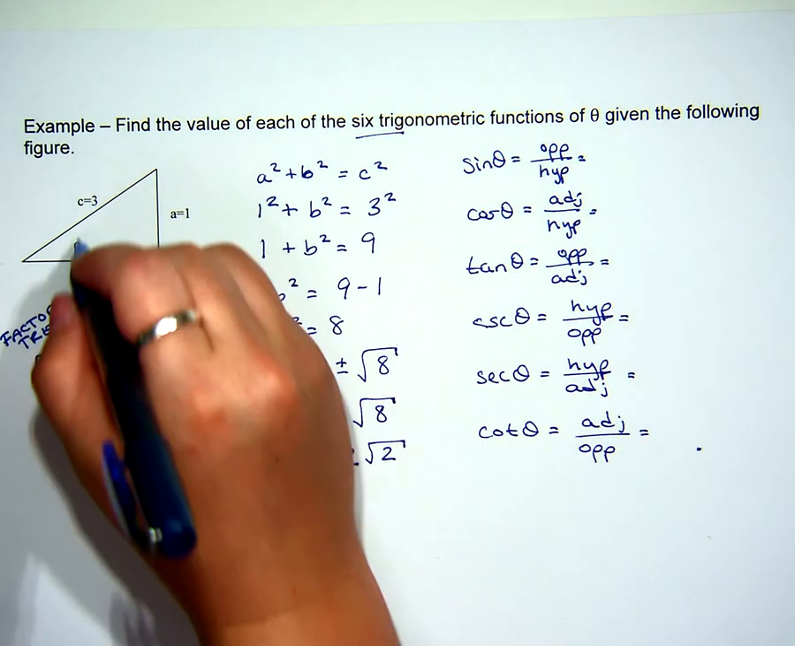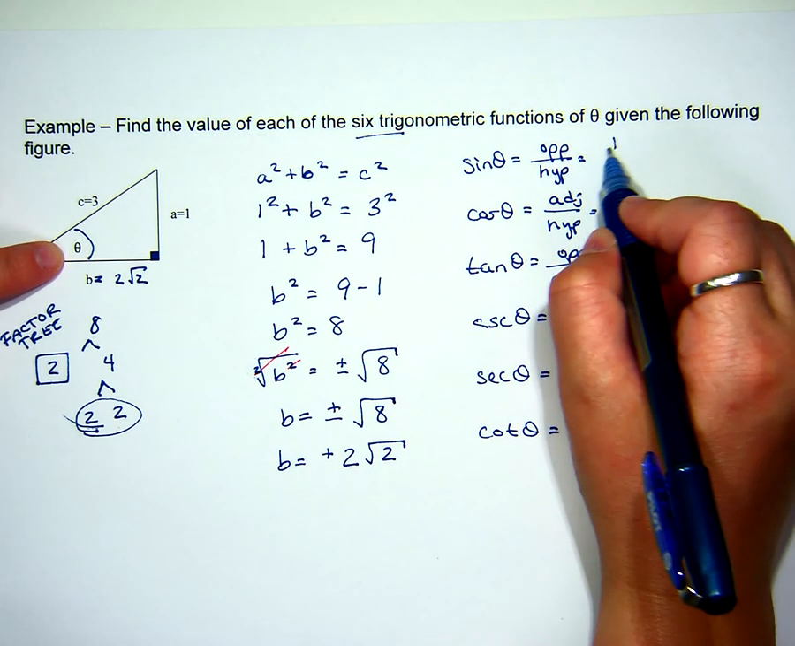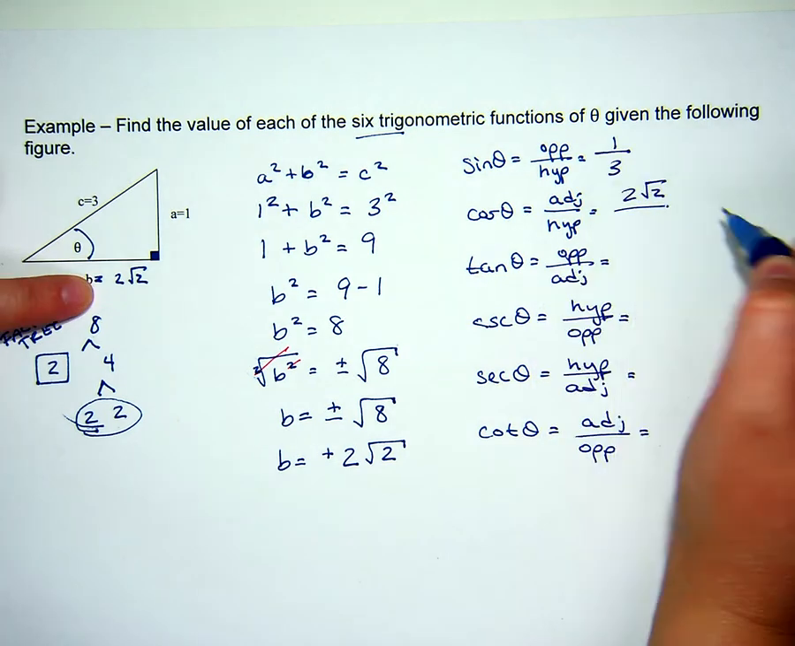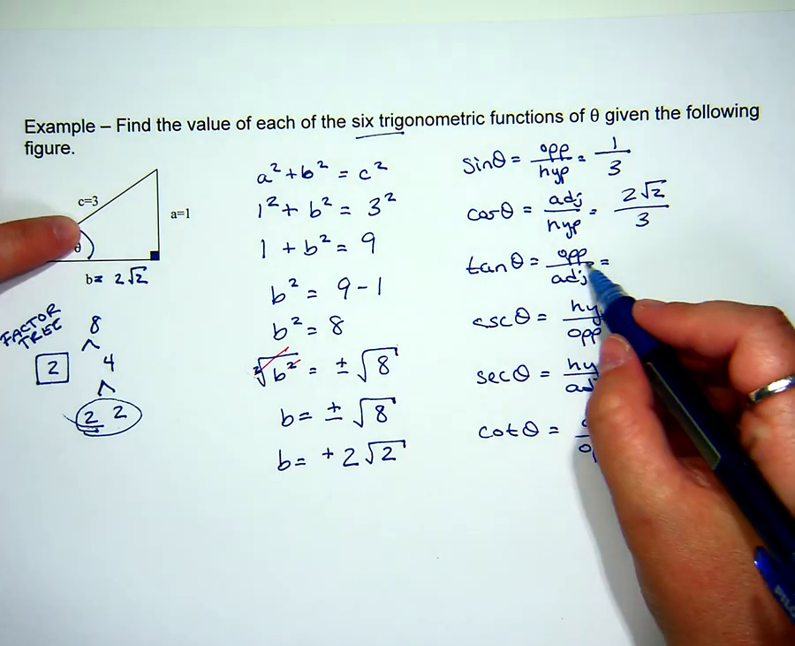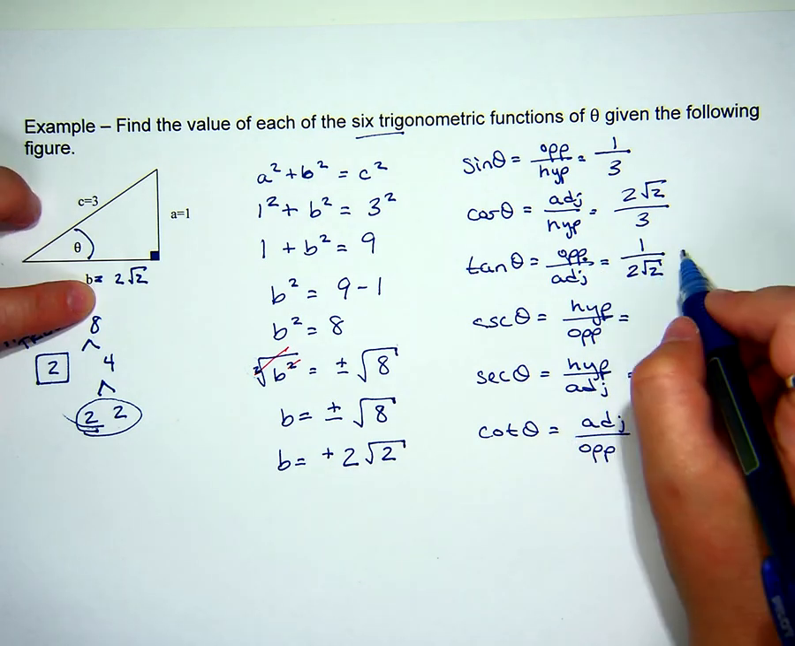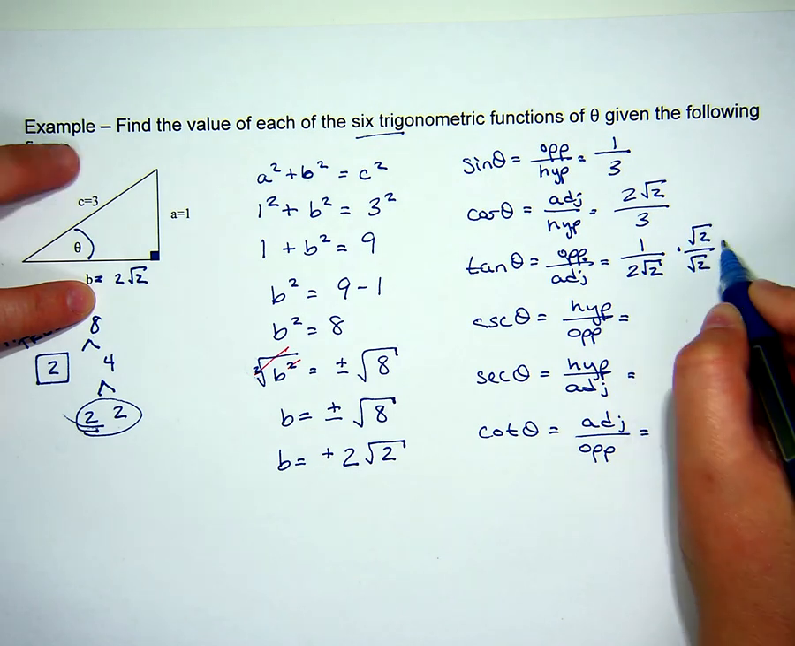So sine, here again, is our angle theta. Sine is opposite, so that's 1 over hypotenuse 3. Cosine, adjacent, that's 2 square roots of 2 over hypotenuse 3. Tangent, opposite, so that's 1 over adjacent, 2 square roots of 2. You cannot have a radical in the denominator, so we have to rationalize. So we get the square root of 2 over 4.